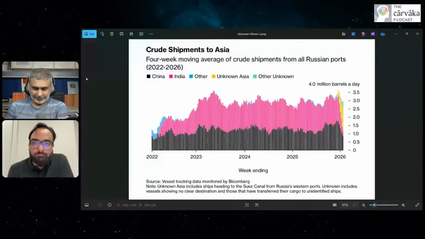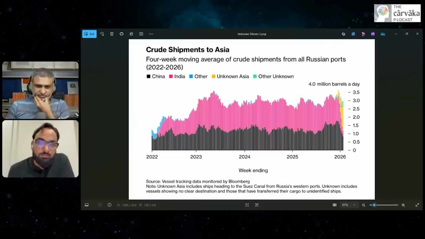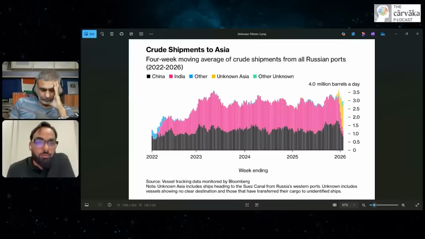Yes, this unknown Asia. Suddenly you see, where from does it come? Suddenly there is a new entity coming up, an unknown Asia. That is what I'm saying. Look at the data. Don't go by rhetoric online. The data is telling you something. The shadow fleets are telling you something.